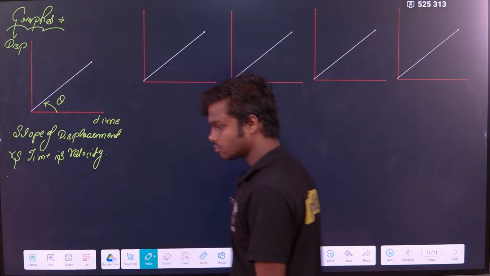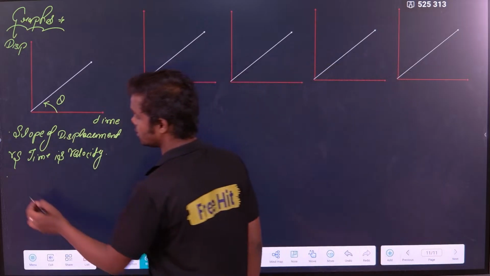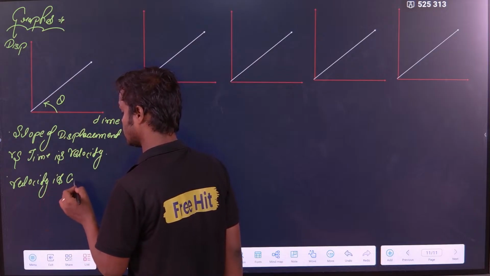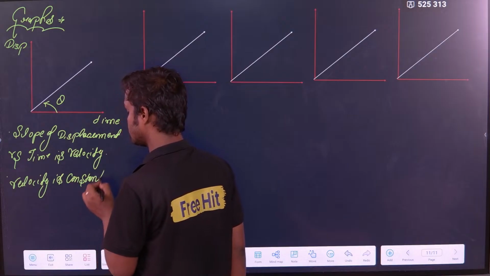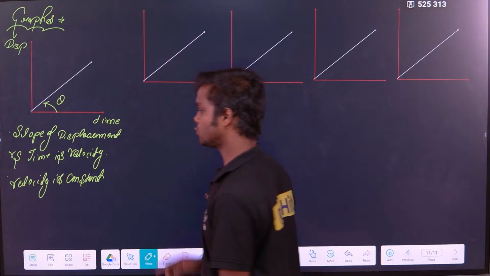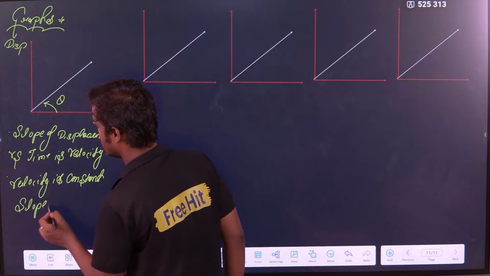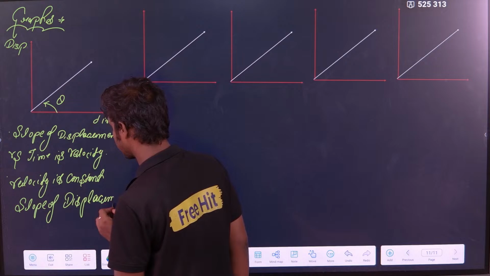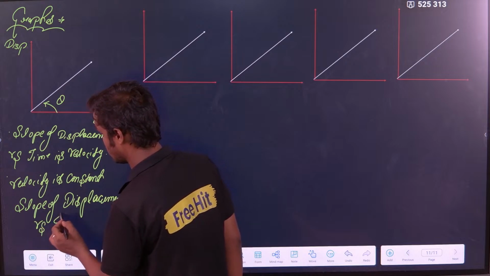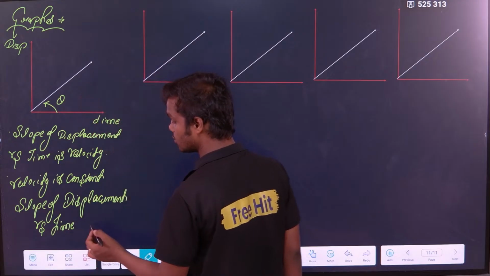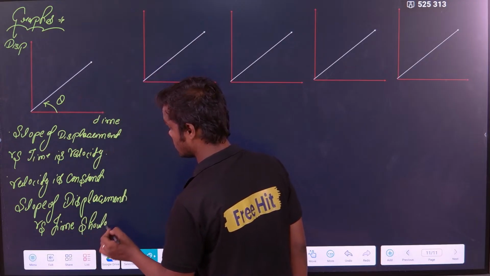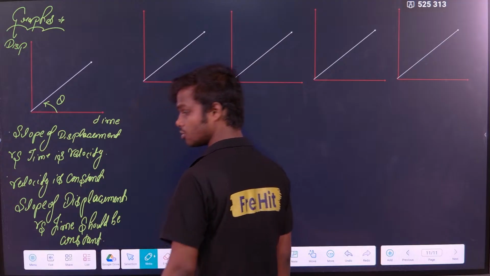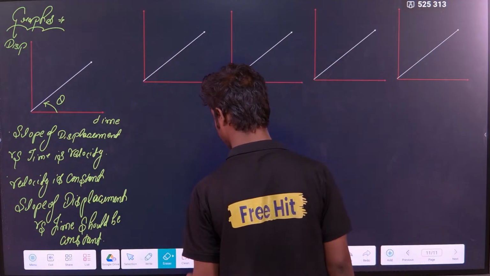Second thing, if I am saying my velocity is constant, then the slope of displacement versus time should be constant. Correct or not? So let us see here.